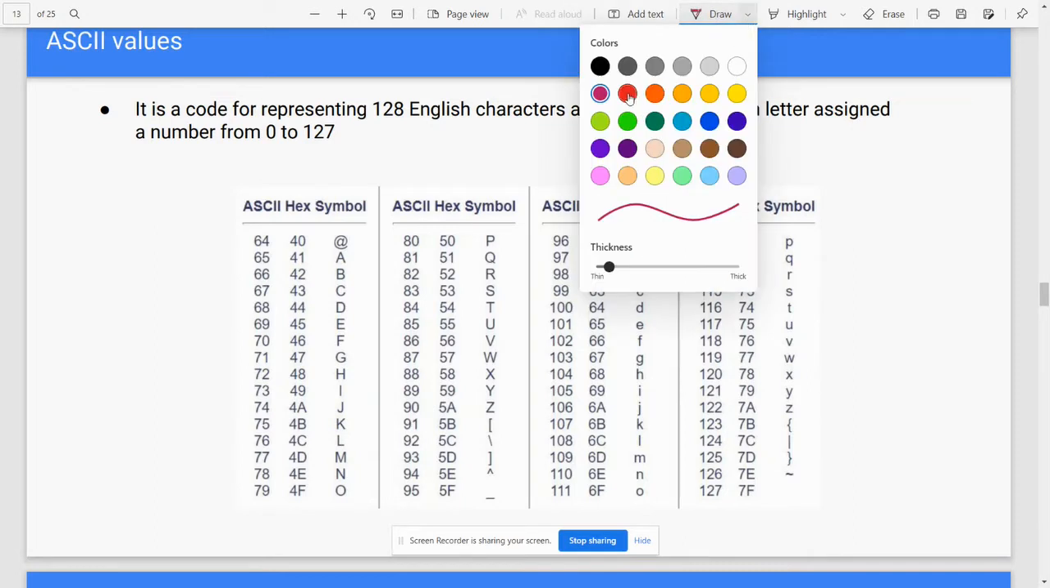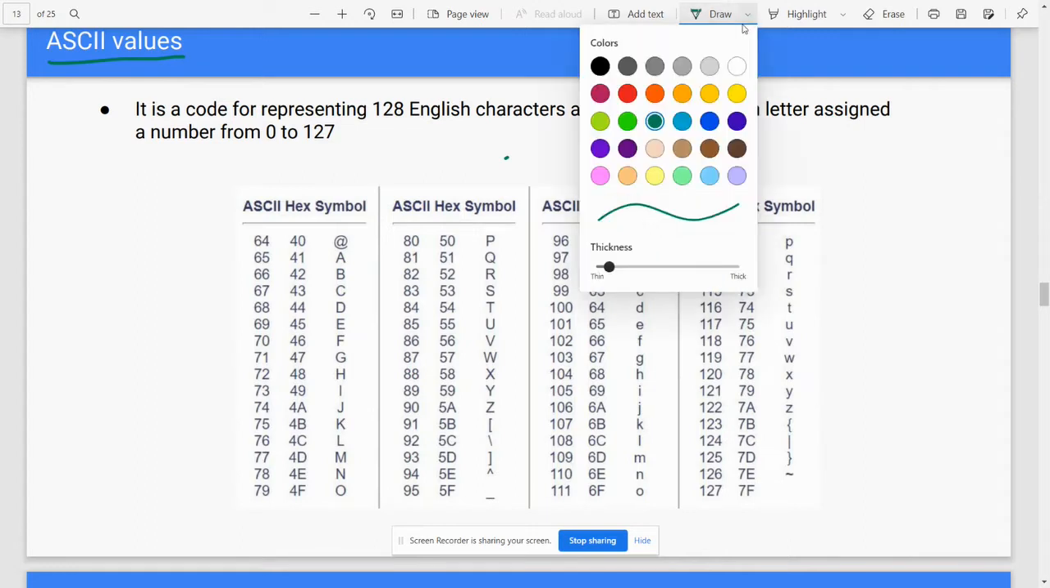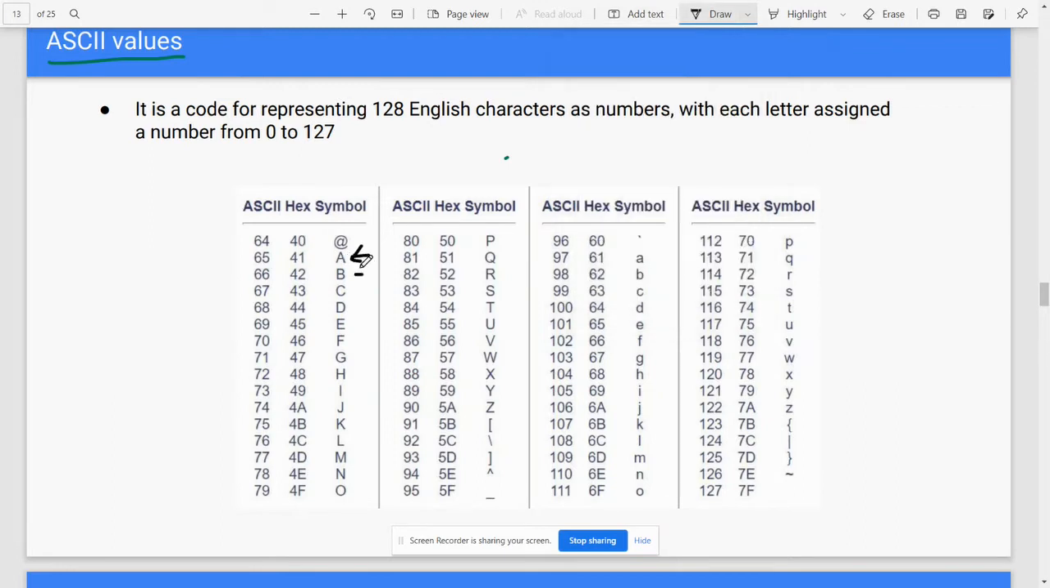Okay, so let's start with today's agenda. Like I told you, these values I told you about yesterday are a universal representation of characters, like capital A is there, capital B is there, and then small a is there. A code has been there, which is called ASCII values, and these codes are universally understood by programmers living in any country. So these things are fairly common with every programmer in the world.